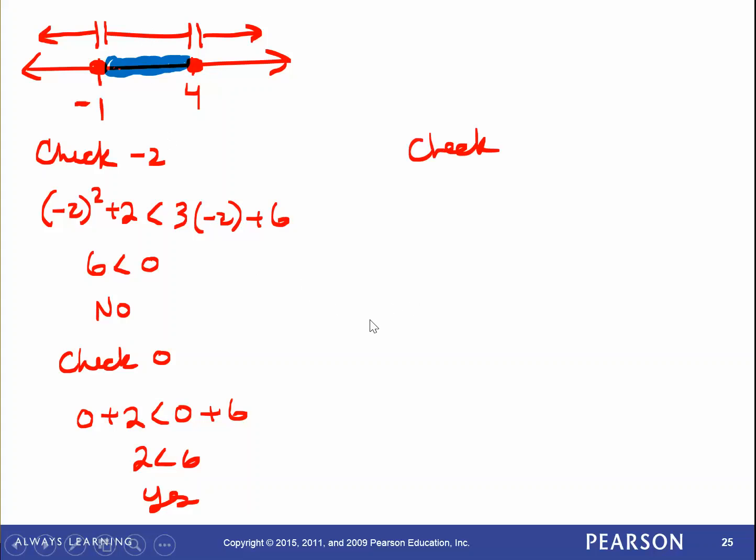Cool. And then check 5, something that's higher than 4. And what do you guys say? True or false for that one?